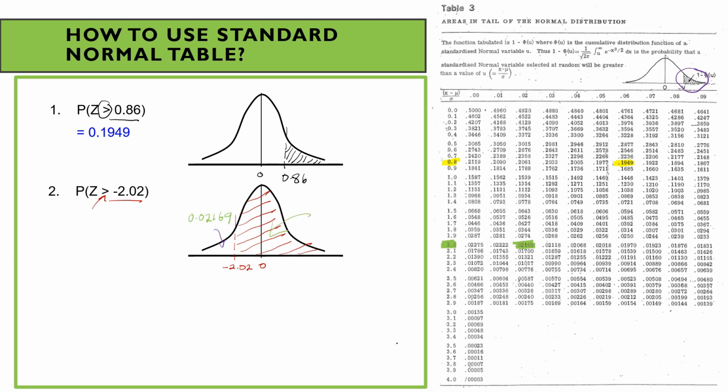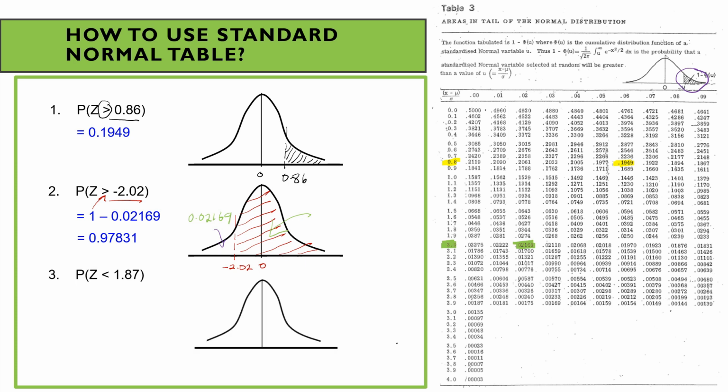Therefore, the bigger shaded region equals 0.97831. Third example. So where is the shaded region? Here is a positive value, 1.87. The symbol here is less than, which means to the left. So same as the second example, find the probability value of the smaller region.